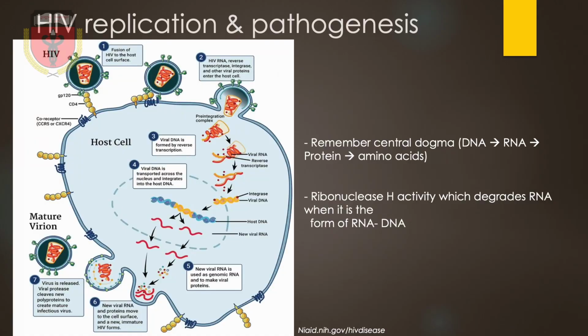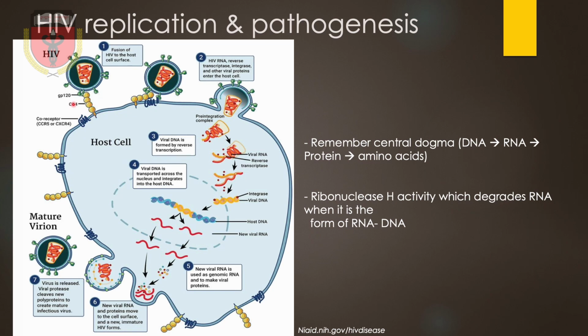So as I alluded to earlier, let's talk about HIV replication and pathogenesis. How does the HIV virus get into the host cell? Remember all those proteins that we talked about. The envelope protein GP120 plays an essential role in fusing with the host surface protein. For example, the host cell that we're looking at is the CD4 T cell. CD4 T cells have the receptor CD4 on the surface.